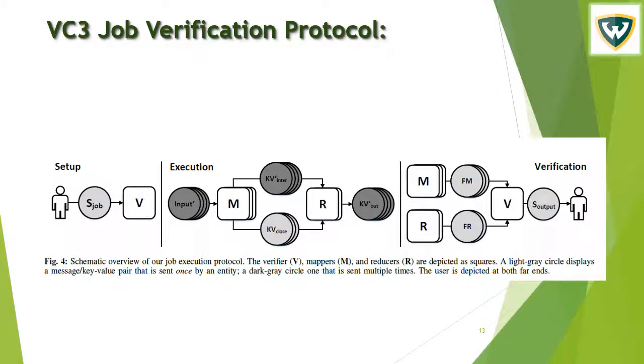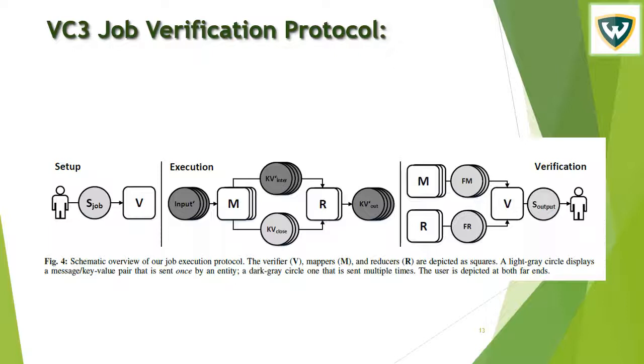VC3 uses the job verification protocol to check the job integrity, the execution integrity. As we can see in this diagram, we have different steps: setup, execution, and verification. In the setup step, the user decides on a subset of all available input splits as input for the job, and then decides a number of logical reducers for the job, referred to as capital R. After that decision making, it sends the job specification securely to its verifier. And the user does not decide about the mapper, because usually the Hadoop framework decides about the number of mappers.